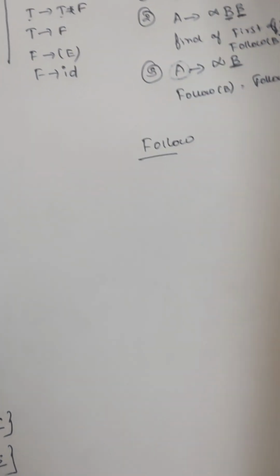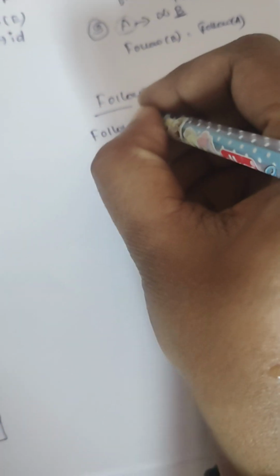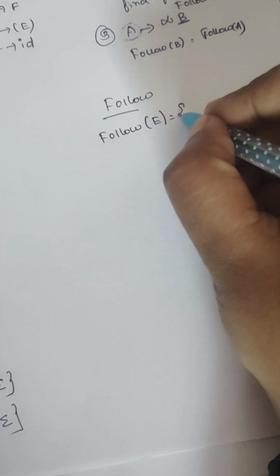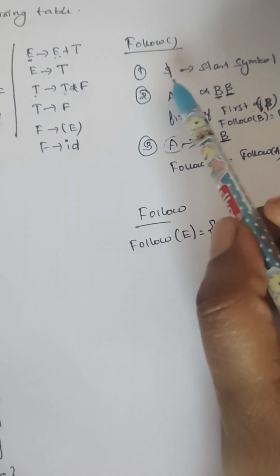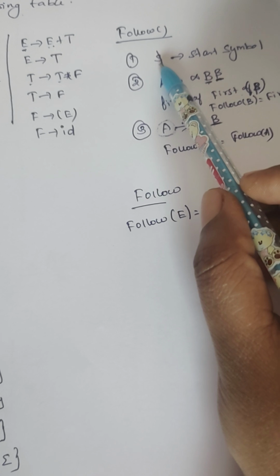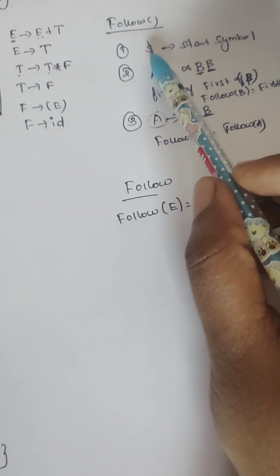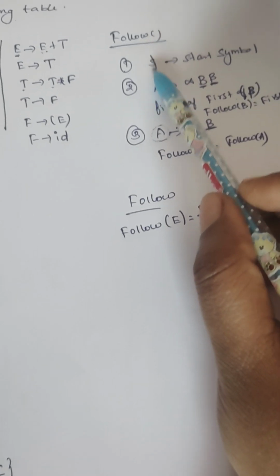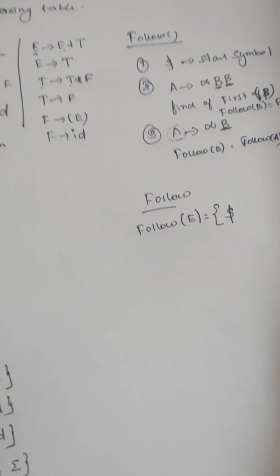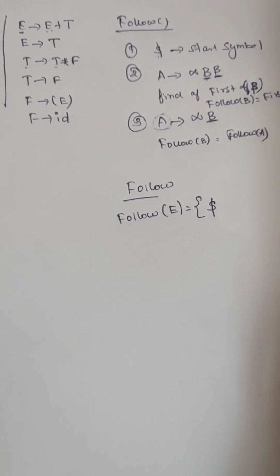Just take this production rule. For this we will find the FOLLOW. Here the first variable is E, so we find FOLLOW of E. In the FOLLOW of E set, what is the first condition? If we are going to calculate FOLLOW for the starting production rule, then the set must include the dollar symbol. So due to that reason we include the dollar symbol first in the case of FOLLOW of E.